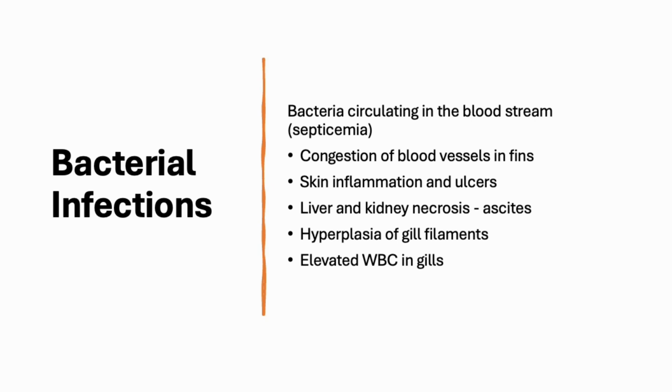The kidney necrosis can lead to ascites, which is a fluid accumulation in the body because the kidney is no longer pumping the extra water out of the body. It can cause hyperplasia of gill filaments, which makes the gills look whitish or have some mucus on them. Under the microscope, you'll see them becoming thickened, and you'll even see a lot of white blood cells in either skin scrapings or in the gill biopsies.